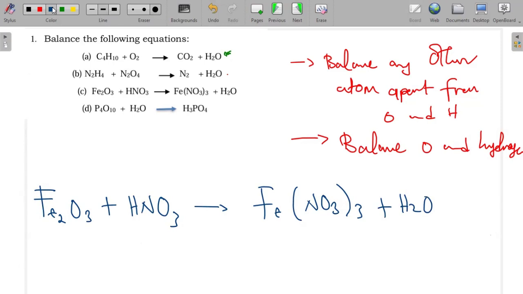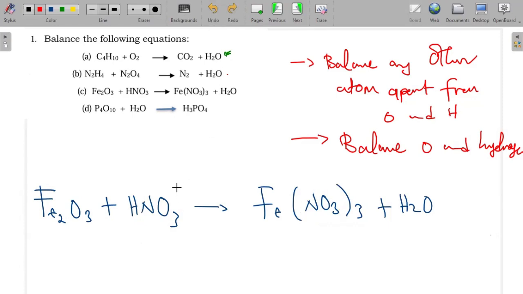So we're going to be taking this group here as one thing. Because if you consider it individually, it's going to be hard for us to balance this chemical equation. Okay, so that's just the nitrate there. So the nitrate is a radical. So we're going to be considering it as one when we're balancing this.